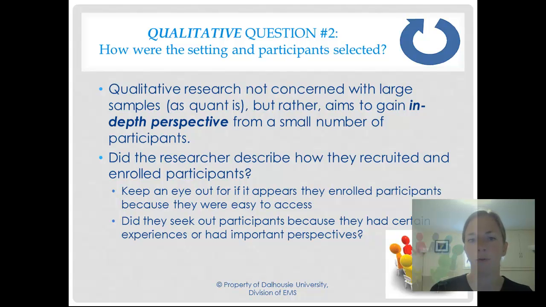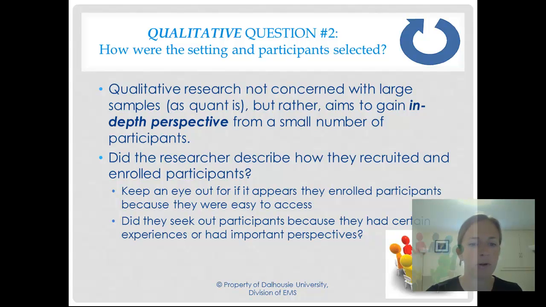So let's talk about the qualitative design question number 2, which was how were the settings and participants selected? As opposed to quantitative studies, where generally you try to get the biggest sample size you can, qualitative research is really much more focused on gaining an in-depth perspective on a particular topic or phenomenon from a small number of participants. Gathering a large sample size is really not a consideration in qualitative studies.